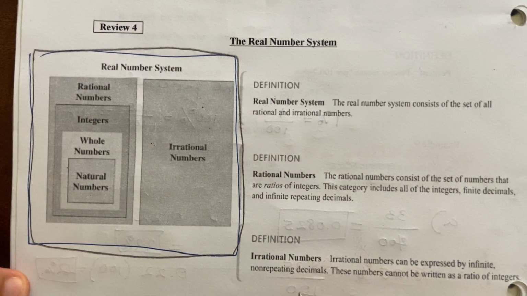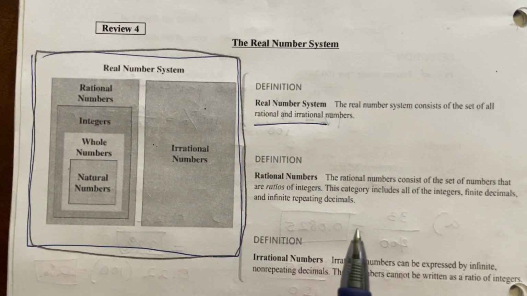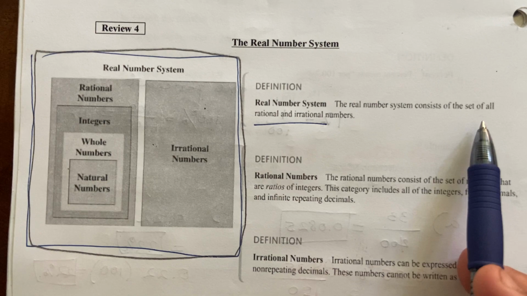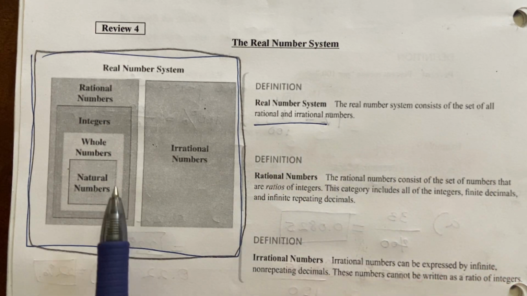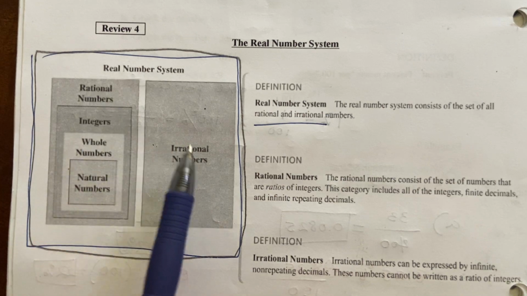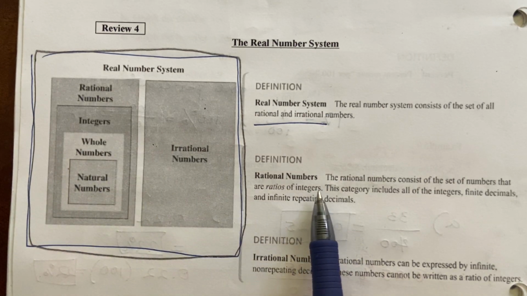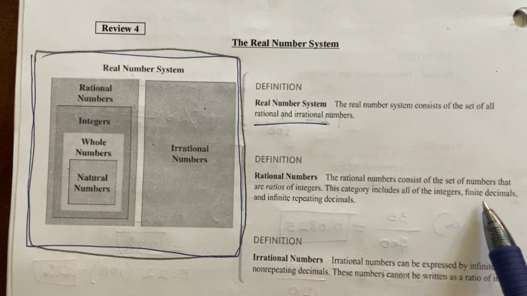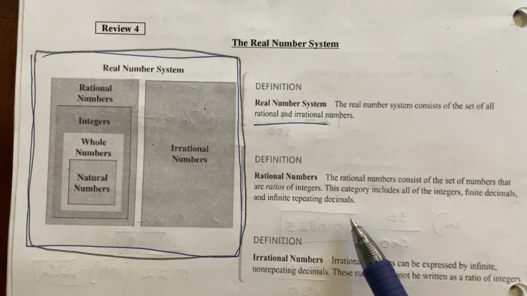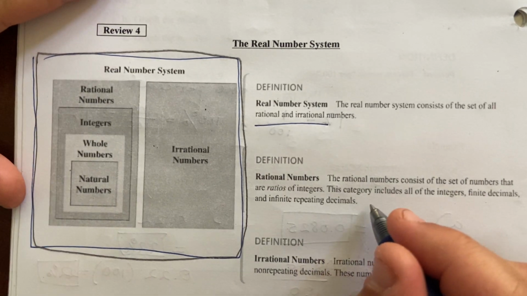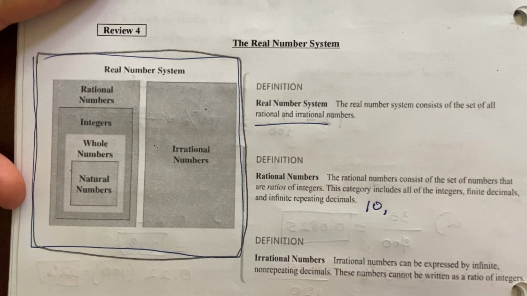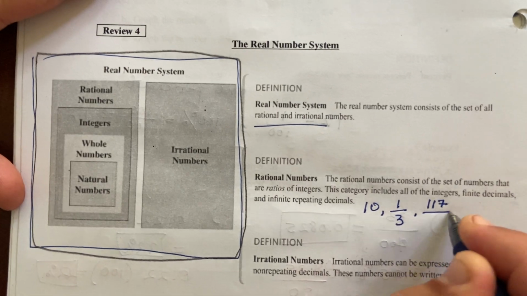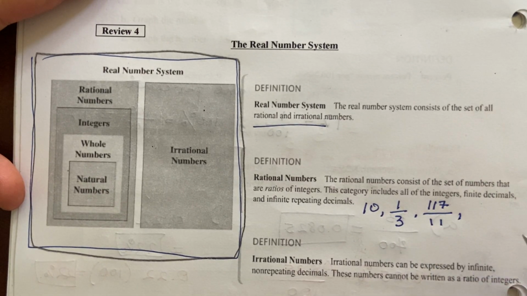And within the real number system, there's a bunch of these different categories of number. So the real number system consists of all the rational and irrational numbers. So you can see the real number system is composed of all the rationals and the irrationals. So what does it mean to be rational? So these rationals are all the integers, the finite decimals, and the repeating decimals. So like 10 is a rational number, 1/3 is a rational number, 117/11 is a rational number.